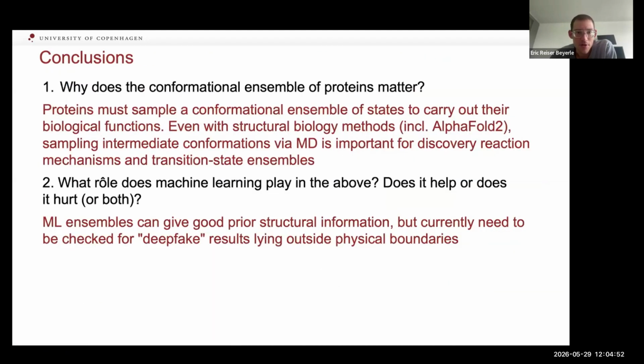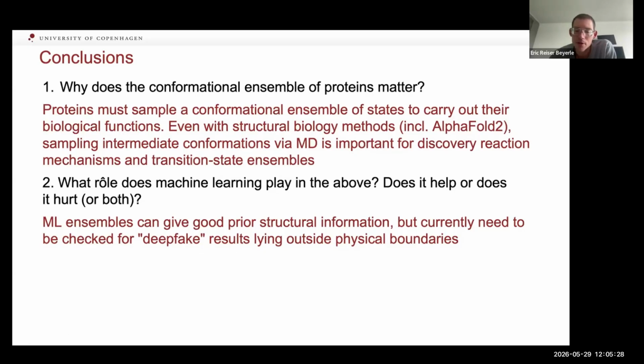So the conclusions: why these conformational ensembles matter. They matter because proteins must sample a conformational ensemble of states to carry out their biological functions. And even with structural biology methods like AlphaFold 2, you still need to have MD at this point, I think, because we don't trust the outputs from these methods yet. So the MD is our first step in benchmarking the physical reality of these outputs. But then these machine learning approaches can give us good prior structures cheaply.